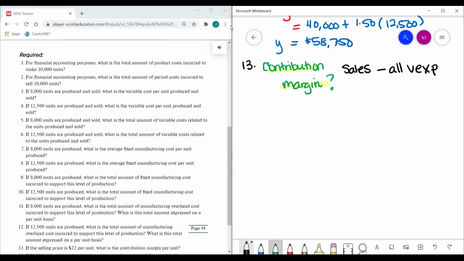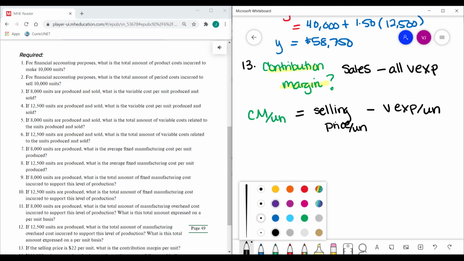But we can also find the contribution margin on a per unit basis, and that's the same idea. The only difference is we'll convert everything to a per unit basis, so it's your selling price per unit minus your variable expenses per unit. So it basically tells us for every item I sell, how much of that money coming in for that unit I sold will actually go to cover the fixed costs that I have each period.